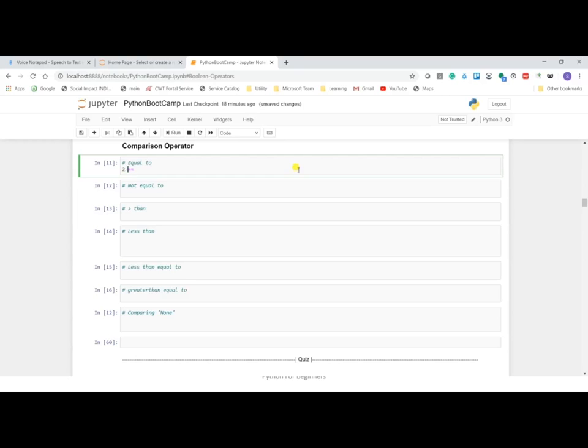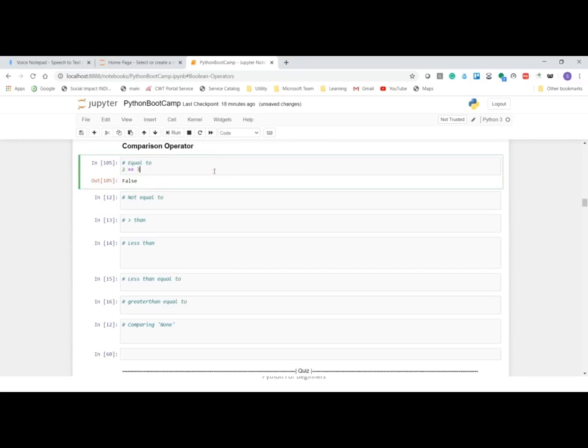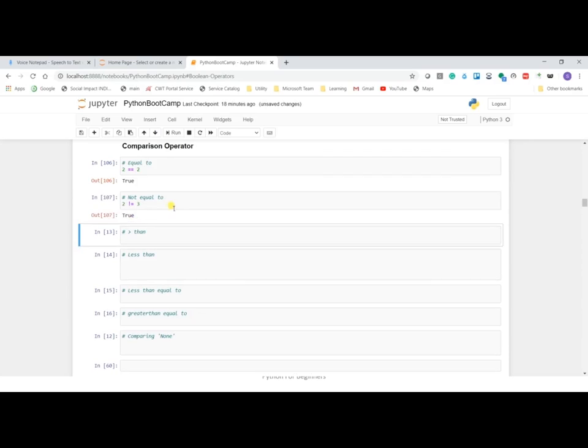So let's say we are comparing 2 == 3. Since they are not equal, the value should be false. But if you would have given 2 == 2, the value would have been true. Similarly, not equal to is the opposite of equal to. It gives false if both the values are equal, and it gives true if the values are not equal. So if you compare 2 != 3, then the output would be true. But if you compare 2 != 2, then the output would be false.